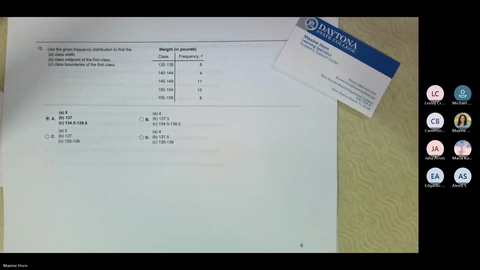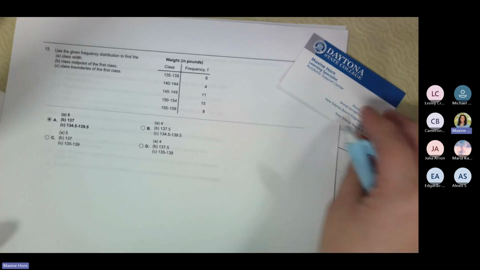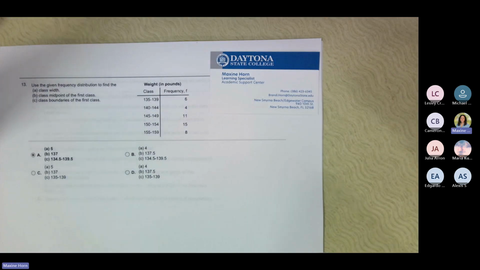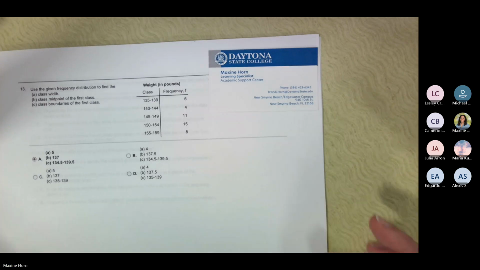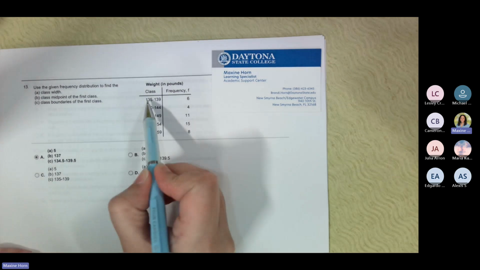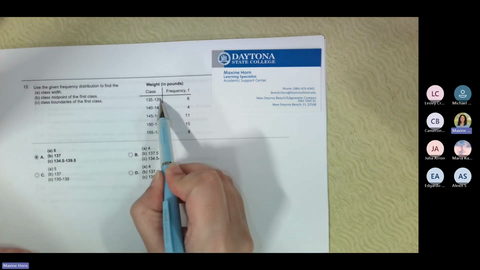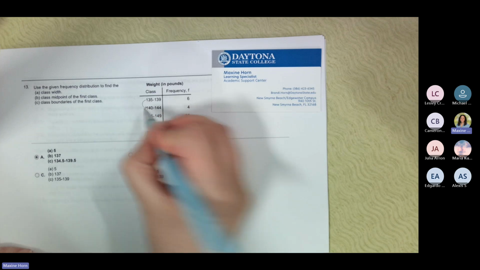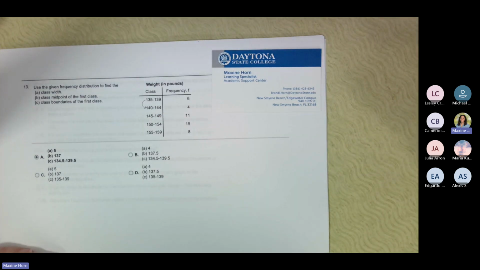Okay. All right, use the given frequency distribution to find a bunch of things. Hold on, let me get this all sorted here. All right, so let's get into some calculations here. So the first thing they want us to find is the class width. So we want to make sure that you don't fall into the trap that a lot of people fall into, which is that they think that the class width goes from here to here. It does not. The class width goes from your lower class limit to your next lower class limit.